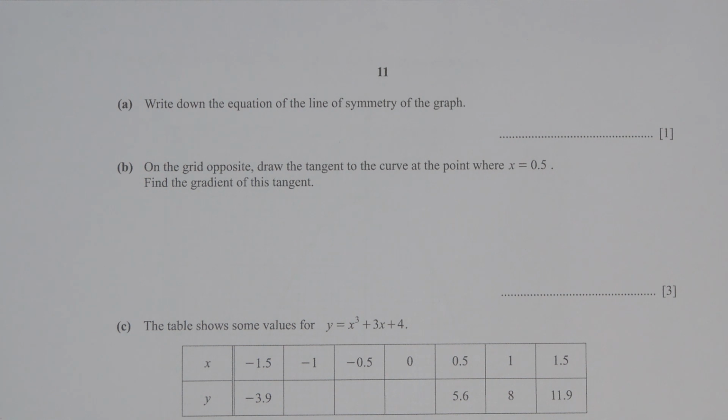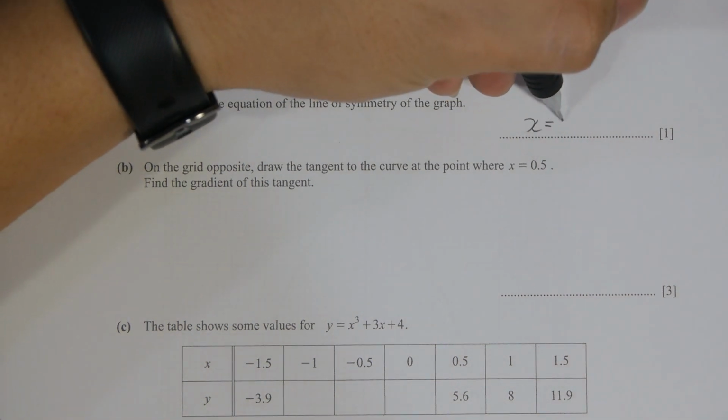In order for you to identify the line of symmetry, first you need to understand the concept itself. Basically you are required to imagine there's a mirror there, and the object and the image will be the same when it is reflected at the line of symmetry. So in this question, our line of symmetry will actually be x equals 0.